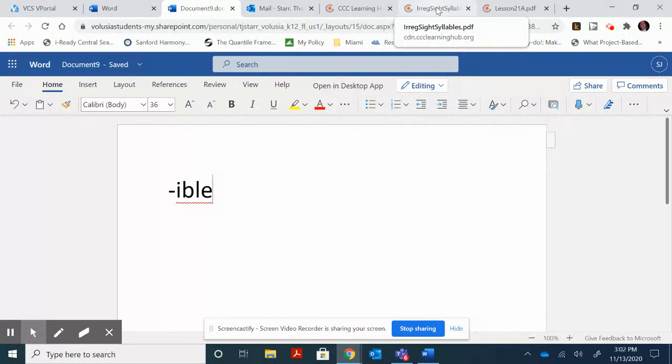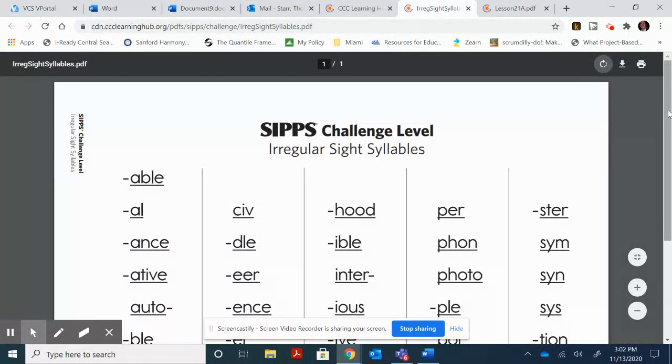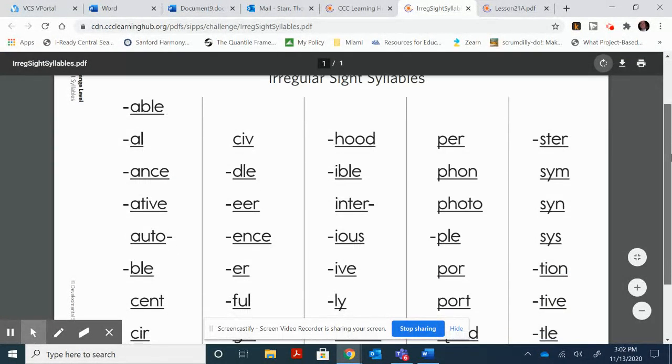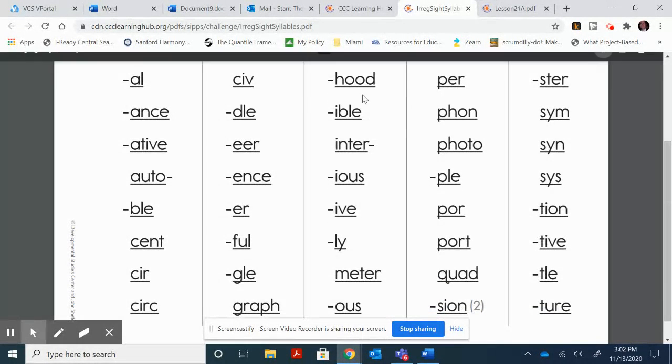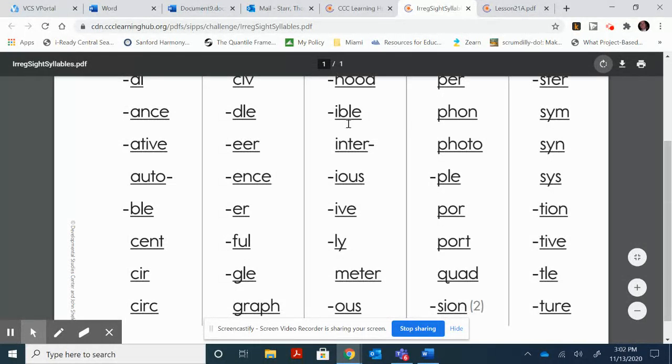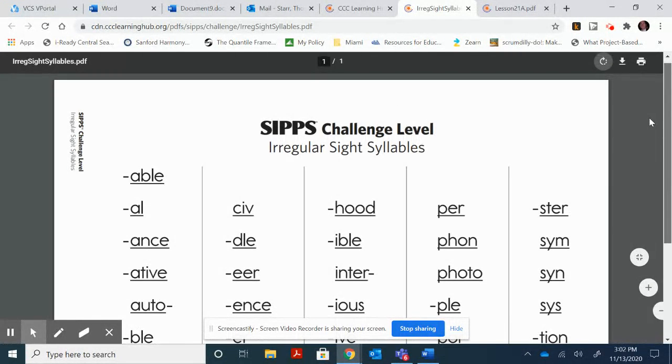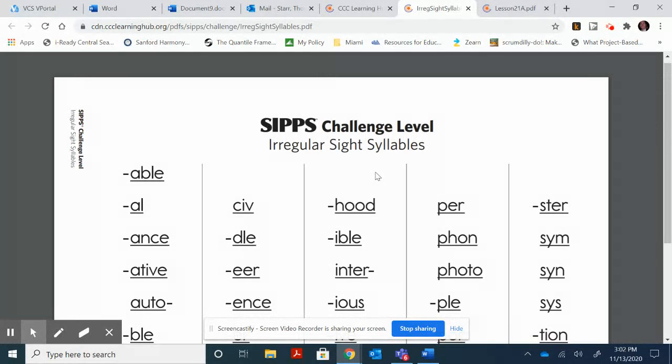There is a list of sight syllables here that we refer to when we are doing the spelling part. And the example is right there. And they're irregular because they don't sound necessarily like they are spelled. And so, yeah, they memorize.